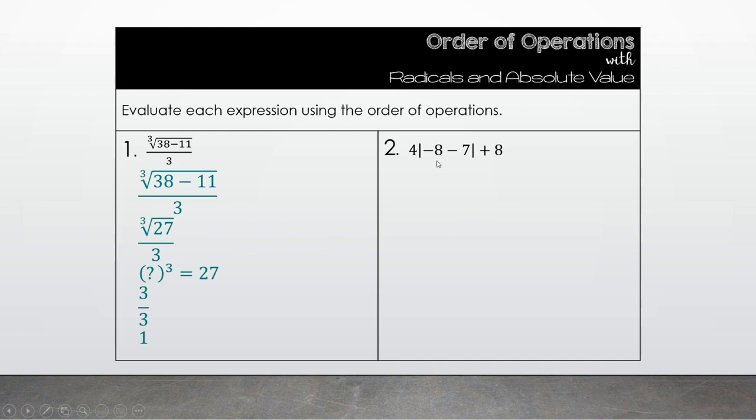Number 2, we've got an absolute value sign here, these straight lines. That means absolute value. That acts as a grouping symbol. So we're going to take -8 minus 7, and we get -15. Then we take the absolute value of -15, which is 15. There was nothing between 4 and the absolute value sign, so that means multiplication. So multiplication happens next. 4 times 15 gives us 60, and lastly, we add 8.